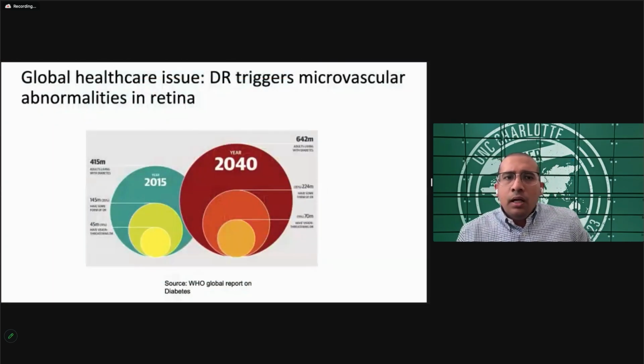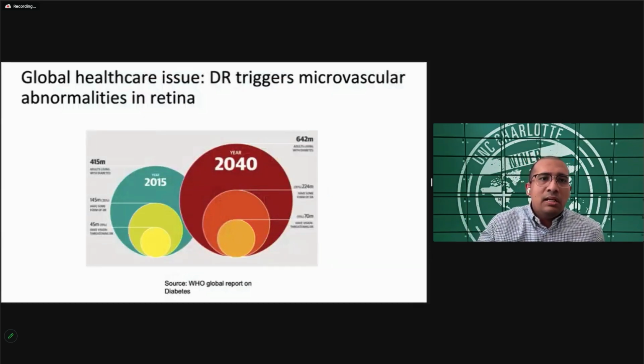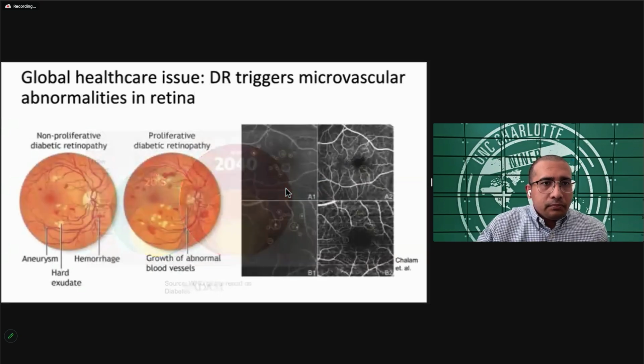Most of the retinopathies are ocular manifestations of systemic diseases. For example, diabetic retinopathy is the ocular manifestation of diabetes, and nearly 40 to 45% of patients with diabetes are prone to vision impairment from DR. And it's projected by the WHO that by the year 2040, more than 200 million people will be somewhat affected by this kind of vision impairment.